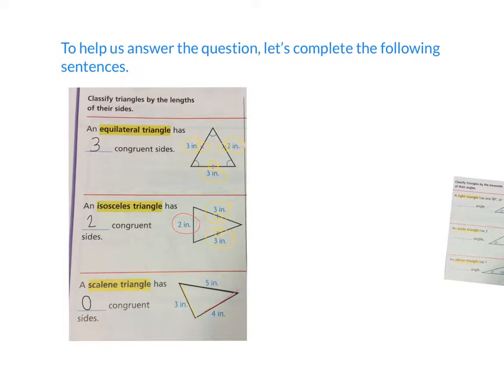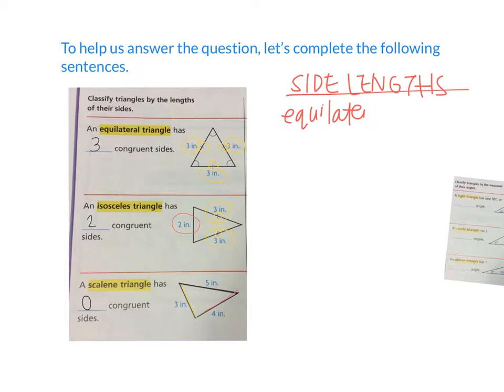In your notebook right now, I want you to write side lengths. And then in your own words, explain how you know if a triangle is equilateral, what it means to be isosceles, and what it means to be scalene.